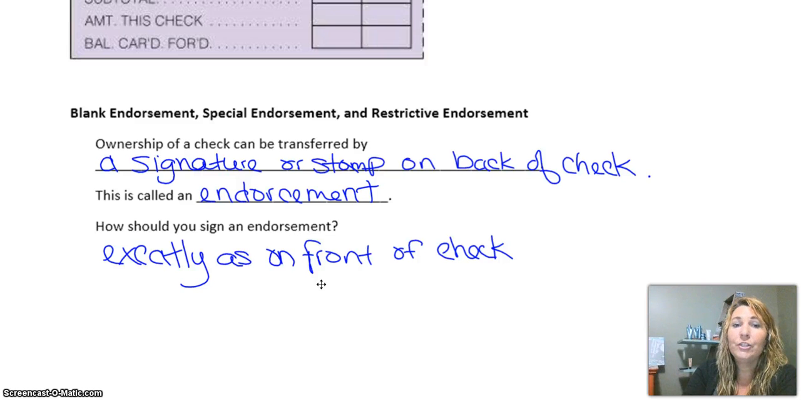If the check is made to 2 people, if it's made to Bill and Bob, both Bill and Bob must endorse that check before the bank can cash it. If it's made to Bill or Bob, either one of them may be able to sign the back of it and cash it.